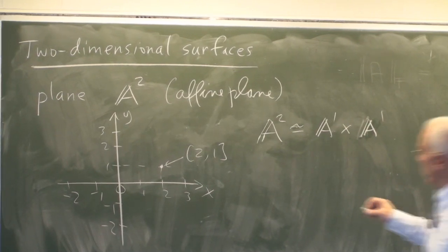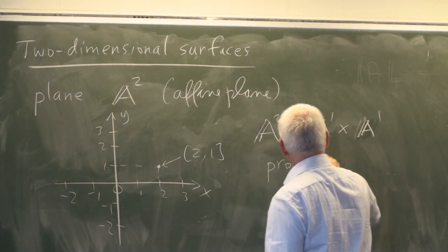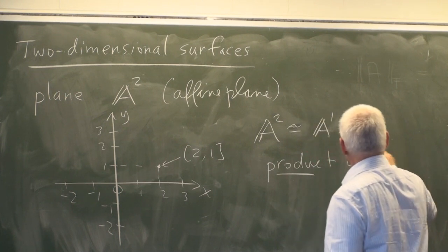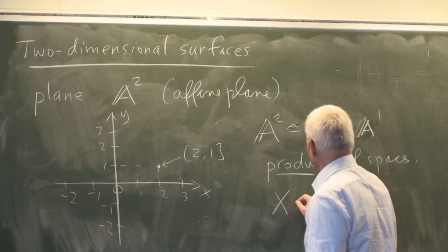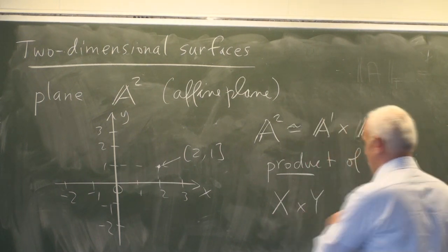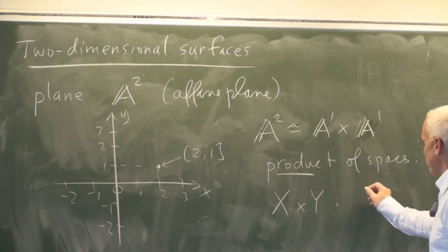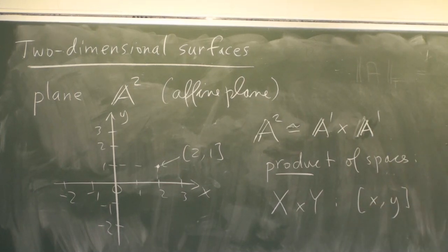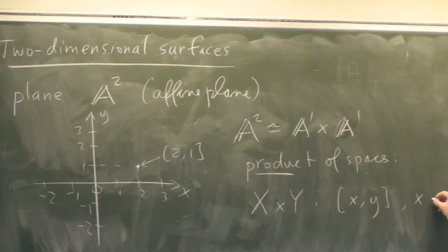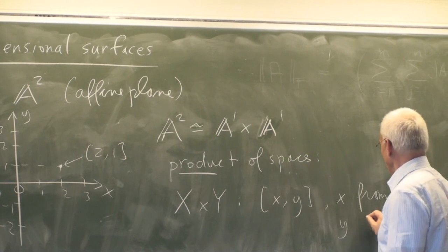Okay, this is an example of a product of spaces. And in general, what it means, if we just have X times Y, and X and Y are spaces, then by X times Y we mean ordered pairs (x, y), where little x is from X, and little y is from Y.